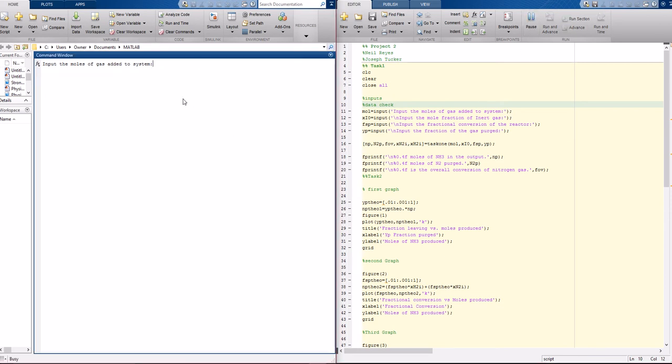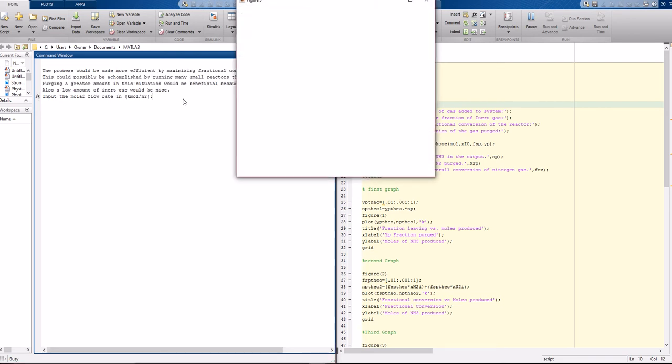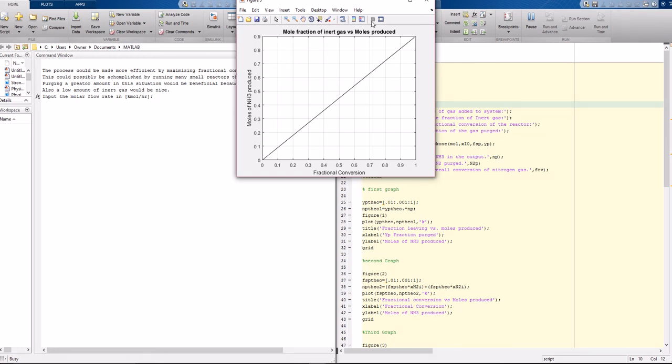Now we're going to add, again, 2 moles. 0.3 is going to be the fraction of inert gas. Input the fractional conversion. The fractional conversion will be 0.6. The amount of gas purged will be 0.5. And that is going to give us the overall conversion of nitrogen.